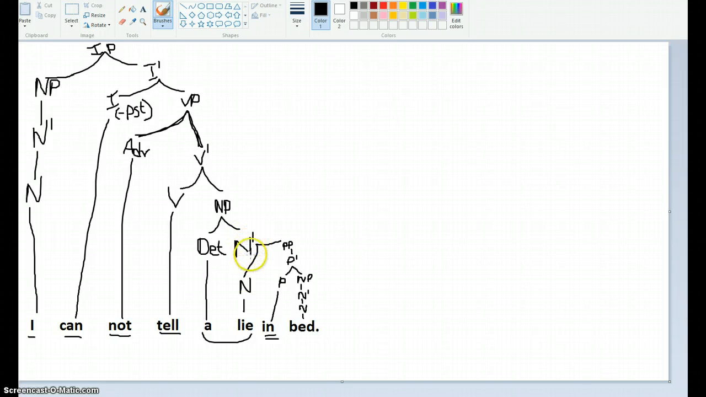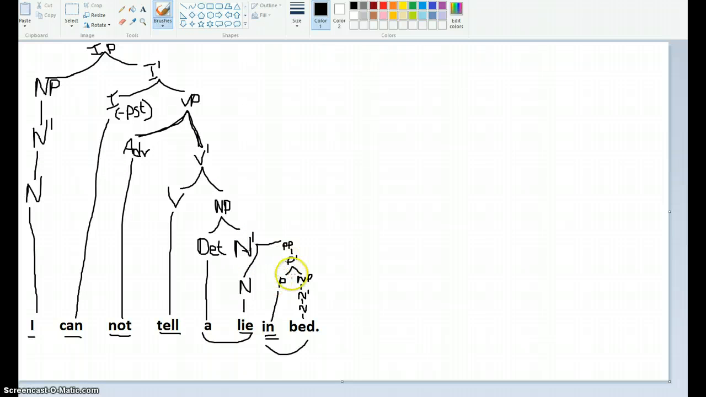Okay. So I know it's not very elegant looking, but you can see how the prepositional phrase then becomes subordinate to and part of the noun phrase, because then what does this "in bed" become? It becomes the complement to lie. Lie, as you know, is the head of this phrase, this noun phrase. So where does the complement get attached? Well, always at the bar level.